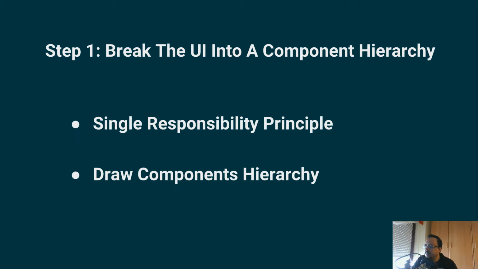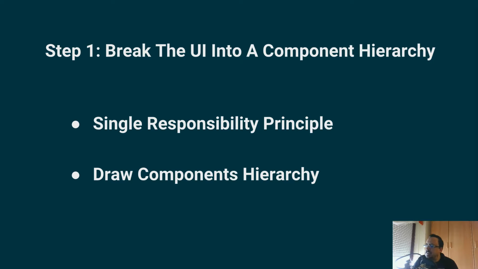First part, break the user interface into a component hierarchy. We have to follow the SRP principle, the single responsibility principle: try to make every component do only one thing. We might begin by building a component that does one thing, and after a time it does lots of things, so maybe you have to split that code. And the second part, draw the component hierarchy. Which component is a child of another component? Which components are siblings?